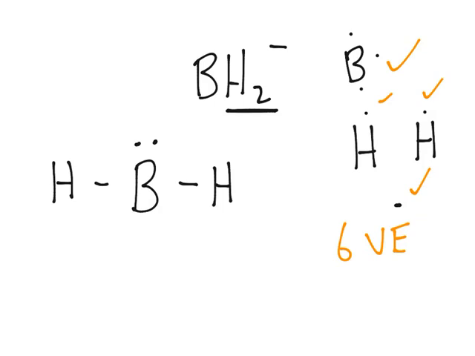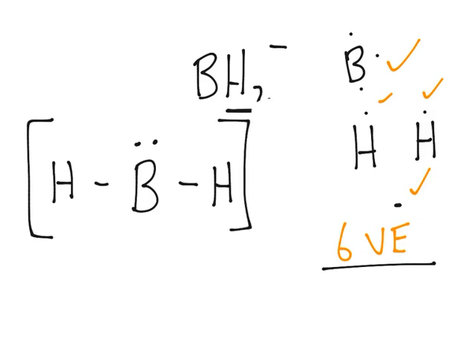To finish this up, since we've used exactly 6 and everyone has an octet, even though boron only has 6, since it's an ion, we have to put our Lewis structure in brackets. And let me get this out of the way a little bit. Oops, erased my 2. We'll put it in brackets and we'll notate the charge of that ion outside of those brackets.